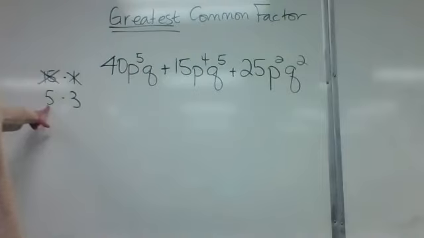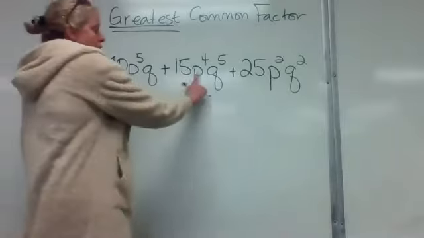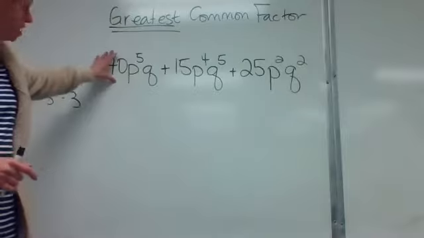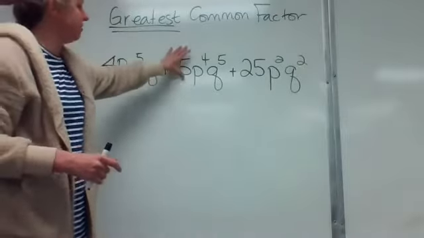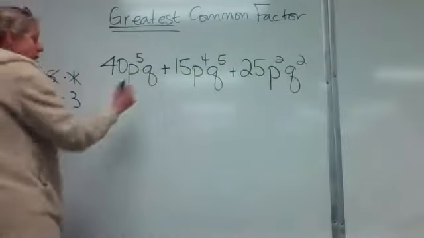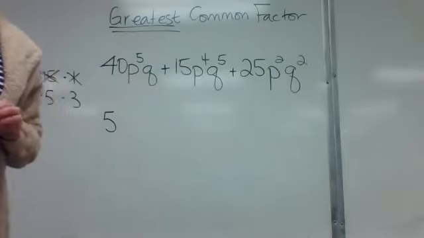So then my next biggest number would be the 5. If a number ends in a 0 or a 5, that means it divides by 5, right? 40 divides evenly by 5, 15 does, and so does 25. So the biggest number factor that they have in common is that 5.